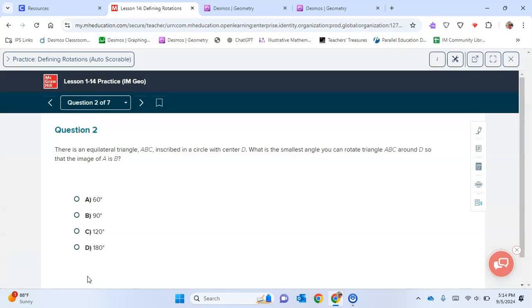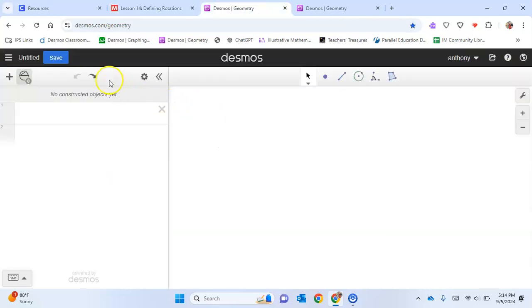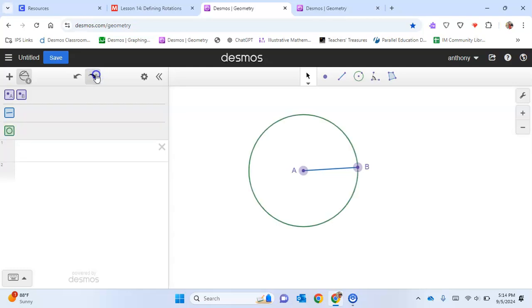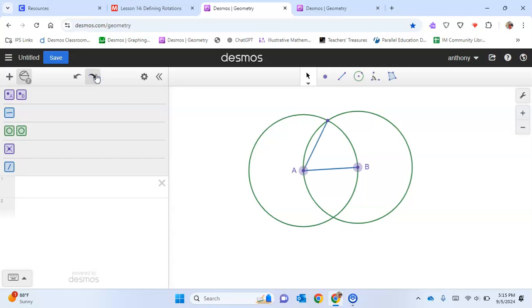Question 2. There's an equilateral triangle ABC inscribed in a circle with center D. What is the smallest angle you can rotate triangle ABC around D so that the image of A is B? All right, I worked this earlier. So I'm going to create my equilateral triangle by constructing two circles with radius AB and connecting their intersection point and calling it C.